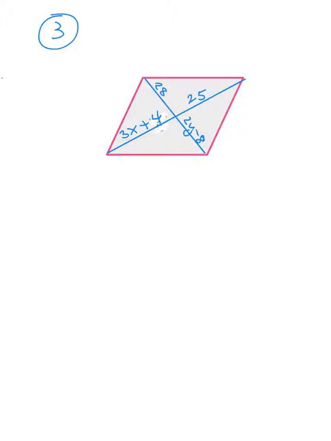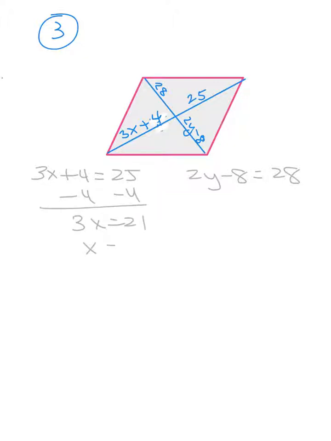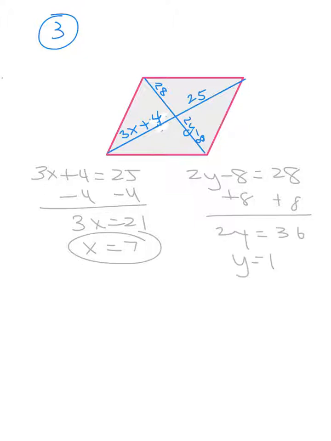In our next parallelogram, I know that diagonals bisect each other, so I can set up some equations. I know that 3x plus 4 is equal to 25, and 2y minus 8 is equal to 28. Well, I can solve them separately, so in my first one I'm going to bring the 4 to the other side. I have 3x is equal to 21, so x is equal to 7. The next thing I can do is solve for y in my other equation, and I have 2y is equal to 36, so y is equal to 18. Now a great thing about these is I can check them since I know that diagonals bisect each other.